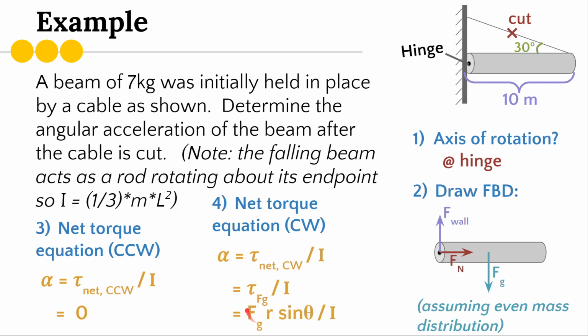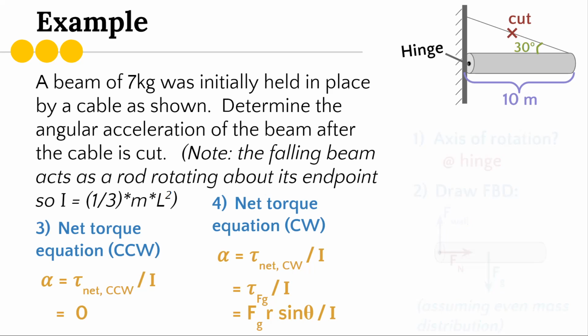Fg, again, that's my force of gravity, times r sine theta, again, that's my torque equation, F r sine theta, divided by I. And we have some more substitution steps that we can do, because again, we are trying to determine that angular acceleration, which means we need to get this in terms of some variables that we do know. Okay, so let's go ahead and keep going.